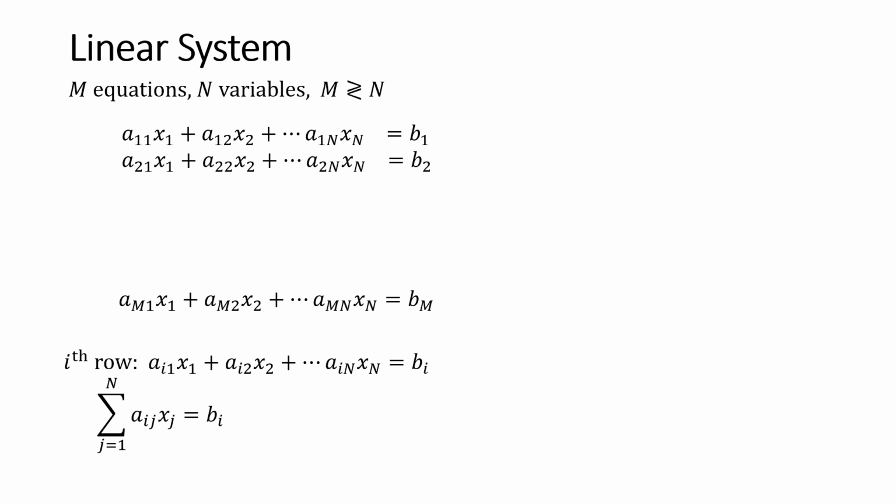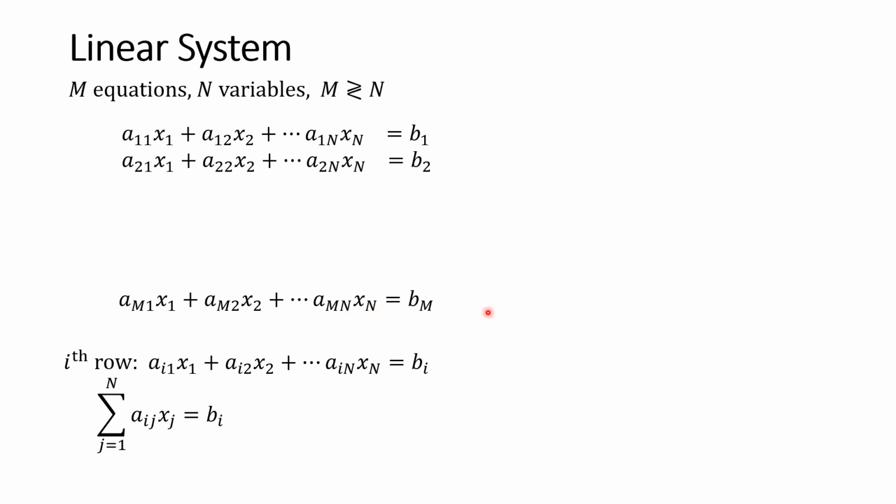So this is the general form of a linear system. In terms of scalars, we have a11 x1 plus a12 x2 dot dot a1n xn equals b1. That's the first row, and am1 x1 plus am2 x2 dot dot amn xn equals bm.